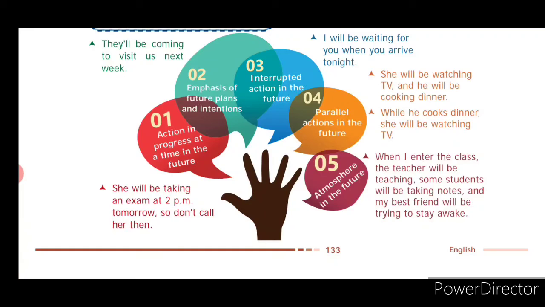No fixed or routine event. Okay, and then parallel actions in the future. Then atmosphere in the future. Then interrupted action in the future. So for those things, we'll be using future continuous tense.